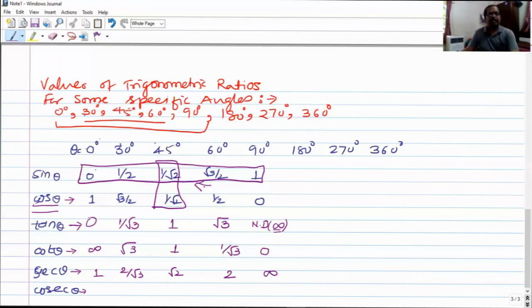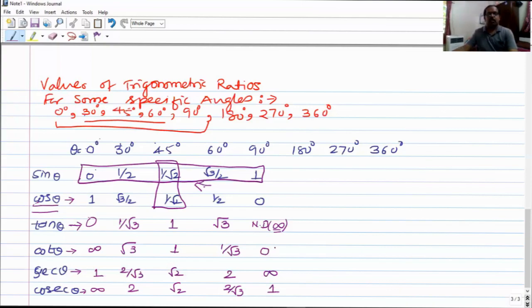Then after that we have cosec theta, the last trigonometric ratio, which is the reciprocal of sine theta. So now just note down the reciprocals of all the values of sine, right? Sine 0 is 0, and the reciprocal of 0 is what? Yes, it is not defined, it is infinity. Reciprocal of 1 by 2 will be equal to 2. Reciprocal of 1 by root 2 will be root 2 again. Reciprocal of root 3 by 2 will be 2 by root 3. And reciprocal of 1 will be 1 only.